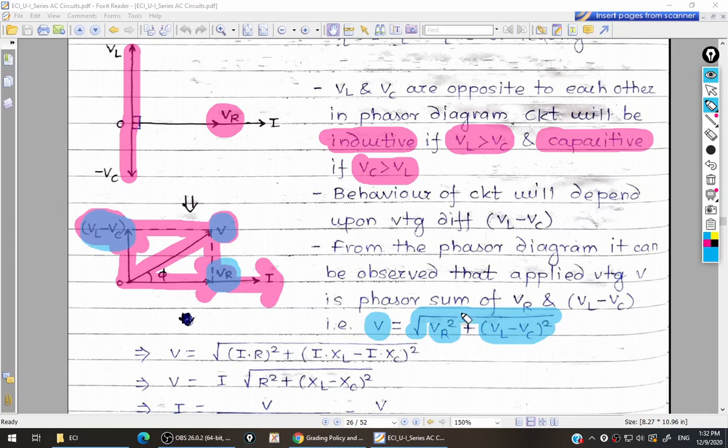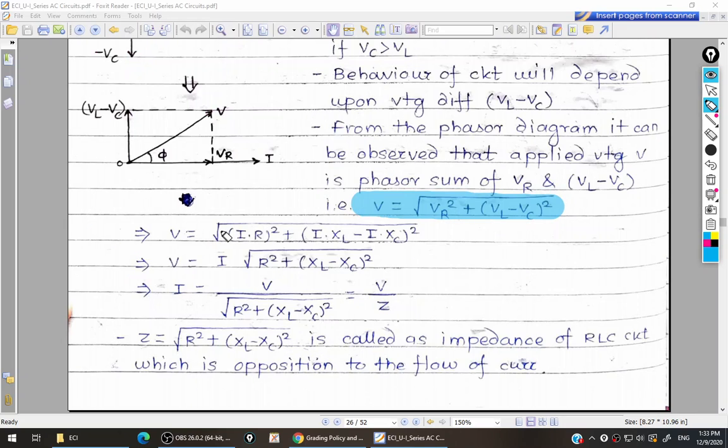Now, in the beginning we had written the values of VR, VL and VC. Now we are putting those values. Friends, what is your VR? I into R, so it is squared. Then VL is I into XL and VC is I into XC. After putting these values, the common parameter is I, and since it is squared, we take I square outside. When the square comes out of the root, we get I, and the quantity remaining in the root is R square plus (XL minus XC) whole square.